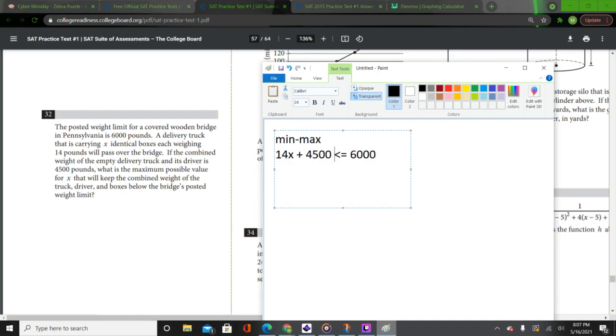4,500. However, because we are maxing it, we are looking for the maximum value of X. Bam. And then yada yada yada. We get X should be equal to, at the very least, should be. No promises, but X, in fact, should be, I believe, 107. I'm going to double check that. 1,500 divided by 14.